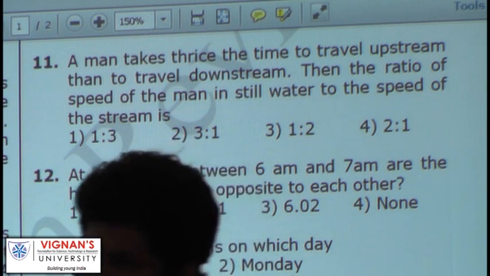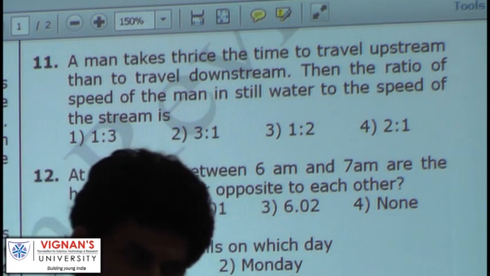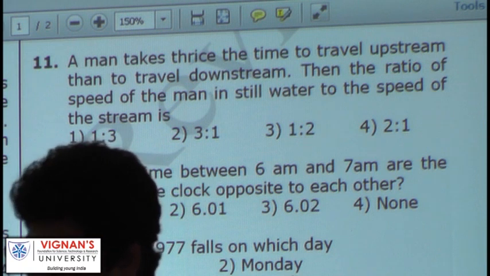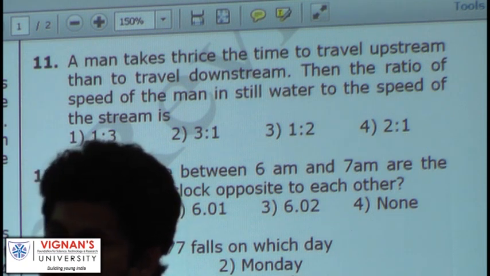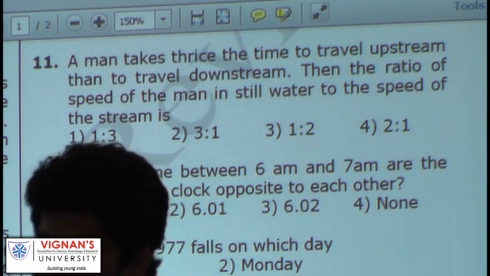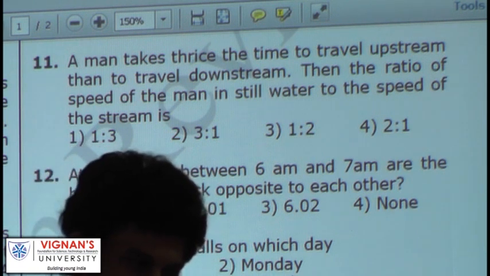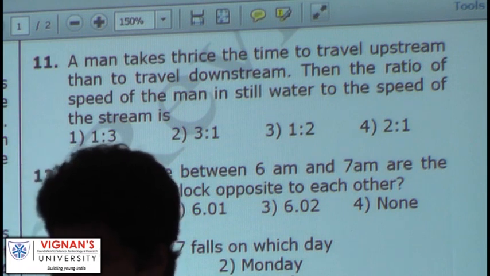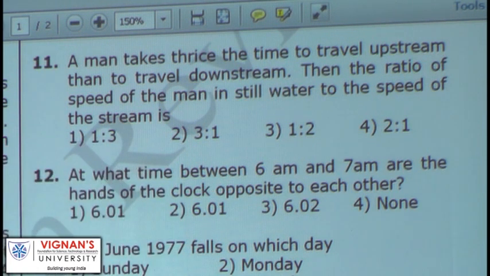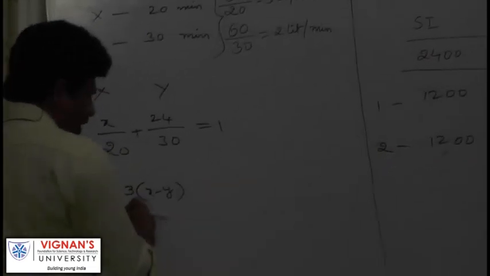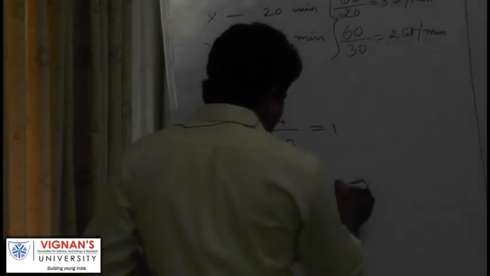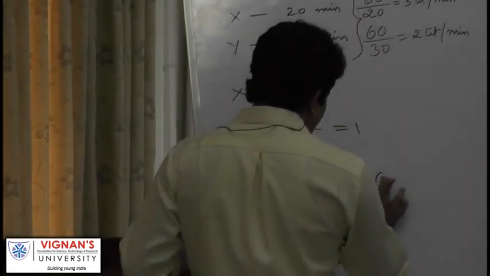Always the stream speed is less than the man's speed, remember. So x by y is 3 plus 1 by 3 minus 1. What is it? 4 by 2 is 2. As simple as that. Or you solve it, you get the same thing. Three times the travel time: the upstream distance with 3 hours is the same as the downstream distance with 1 hour. That is what the problem is.